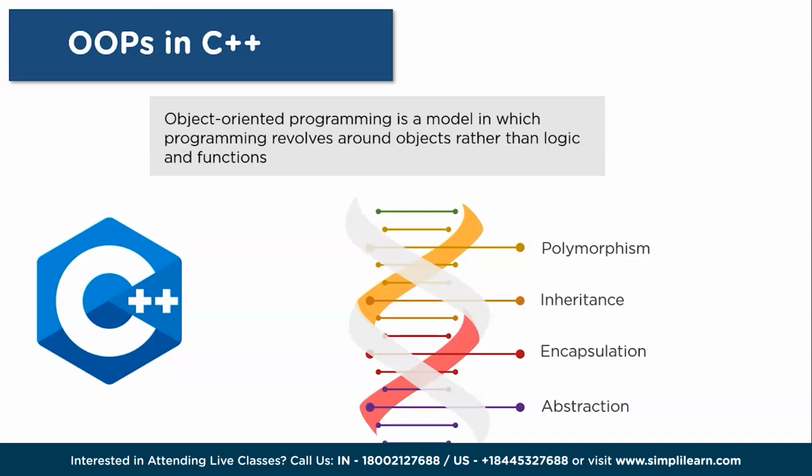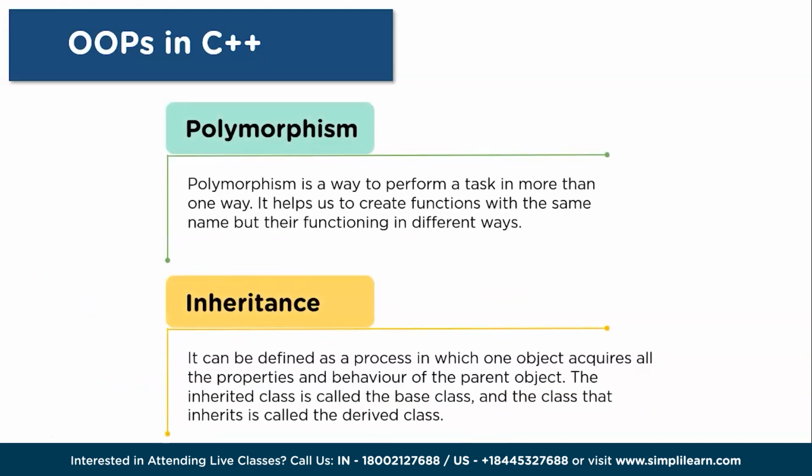Let's start with polymorphism. Polymorphism is the ability to perform a task in more than one way. It provides different meanings to operators and functions, or in other words, it redefines the way how things work.